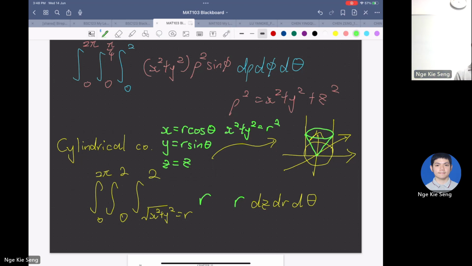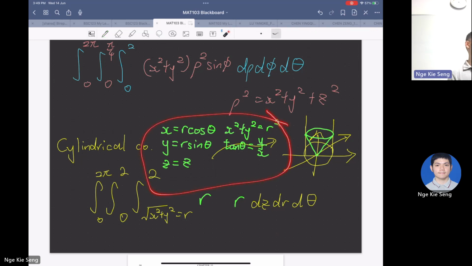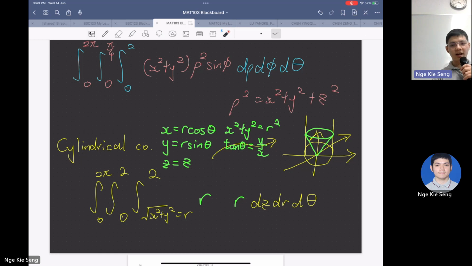So these are the identities you need to remember. For example, tangent theta you also need to know. It's just y over x. So this is a set of equations you need to know if you use cylindrical. So now you need to integrate r squared. Do you know how to integrate r squared?